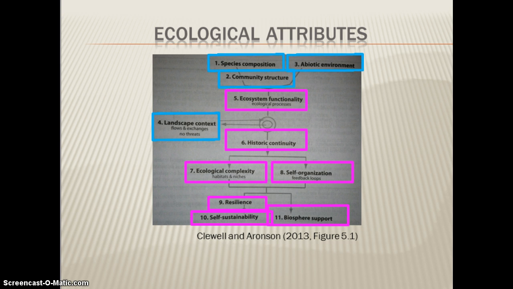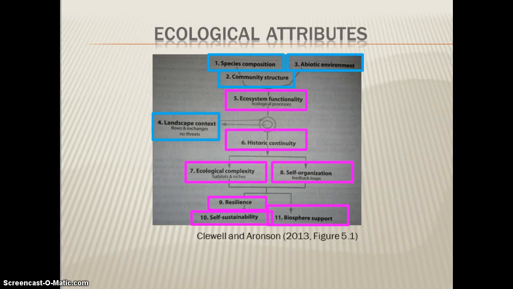Kuhl and Aronson, 2013, present 11 ecological attributes that we should consider in restoration projects. To start, they identify 4 directly attained attributes, which include species composition, community structure, abiotic environment, and landscape context. The authors suggest these first 4 attributes develop in response to biophysical actions of restoration, and they are deeply related to the structure and composition of the restored site.